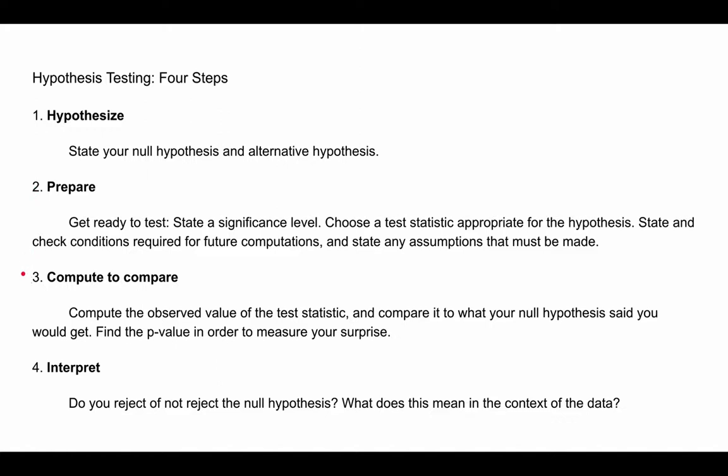Step 3 is compute to compare. We're going to compute an observed value of the test statistic and compare it to what our null hypothesis said you would get. We're going to find a p-value in order to measure our surprise. And then the 4th step is we're going to use what we just did to decide whether we should reject the null hypothesis or not. And we're going to make a statement about what this means in terms of the context of the data.